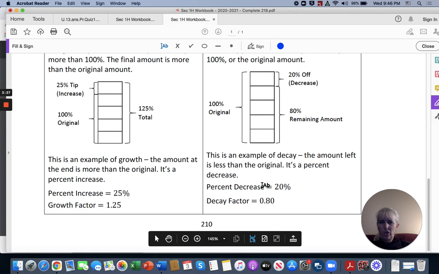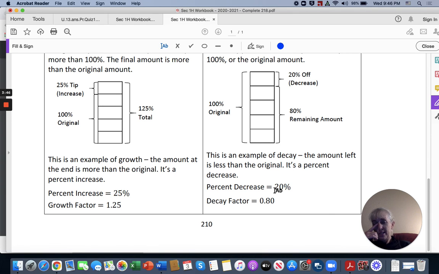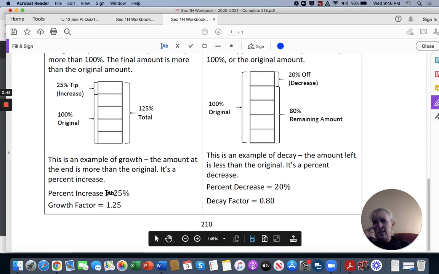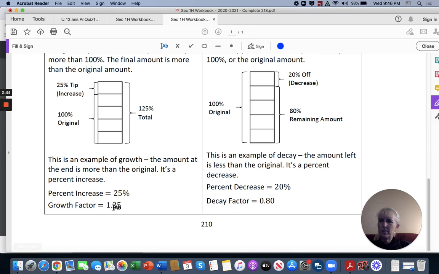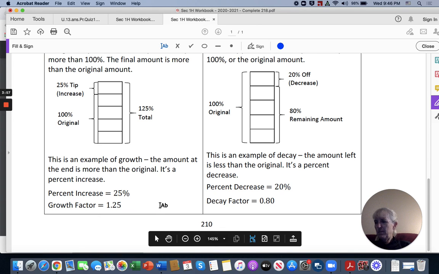If it was like a 30% here, then this would be 0.7. So that's how you figure the decay factor. So you can take 100% minus whatever this is and then convert it to a decimal. This one, percent increased, add 100 to whatever it is, and then change it to a decimal form. And that's how you do those types of problems.